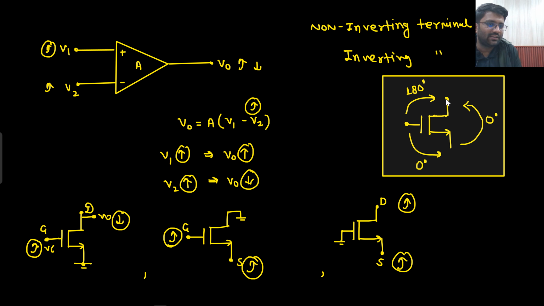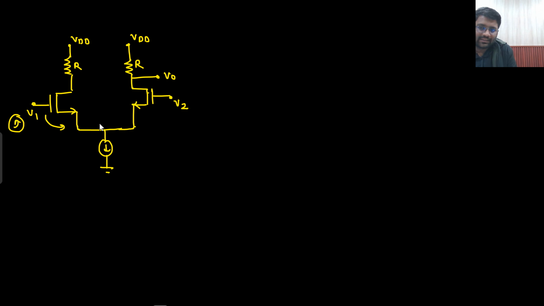If this potential increases, this will decrease. If this increases, then this will also increase. Is the diagram clear to you? So if this potential increases, then this potential will also increase. Say yes or no. So what you are learning from here is that, sir, if my V1 increases, then my V naught is increasing.